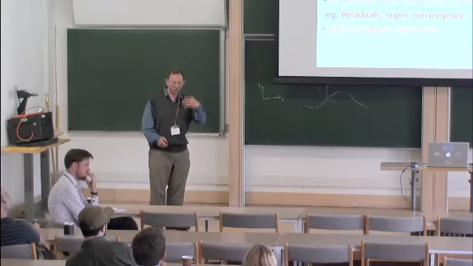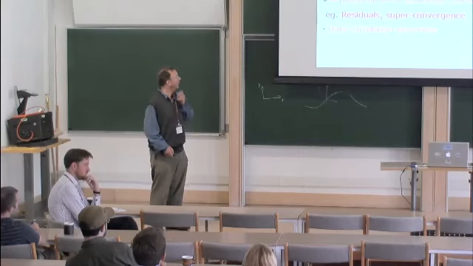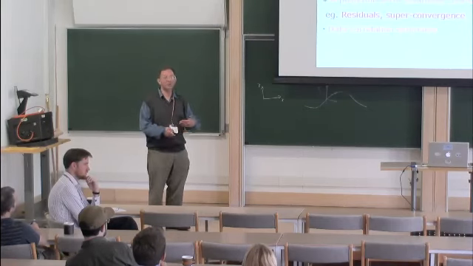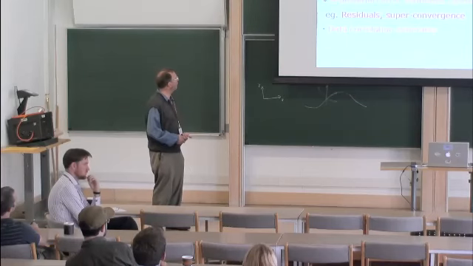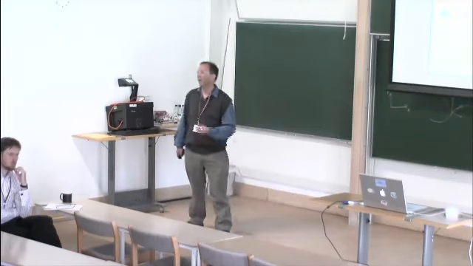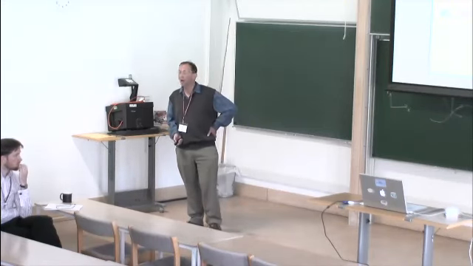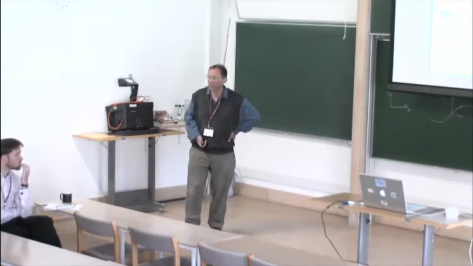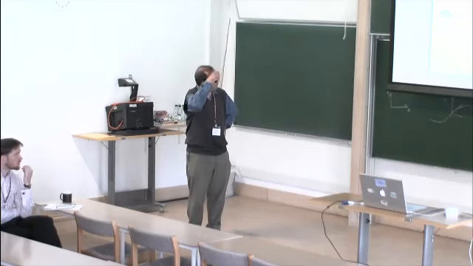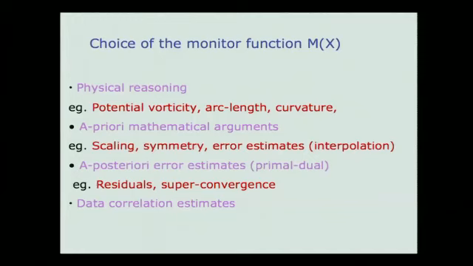Alternatively, you can take the approach that Mark so splendidly spoke about this morning, which is to make some a posteriori error estimate with a primal dual method, or look for superconvergence. These are the techniques that are used if anyone's used Colsys or Auto. This is what's going on in there. And finally, we might want to base M on data. If we're using it in data assimilation, we might want to use it to make sure that our correlations are well dealt with. So these are various approaches.